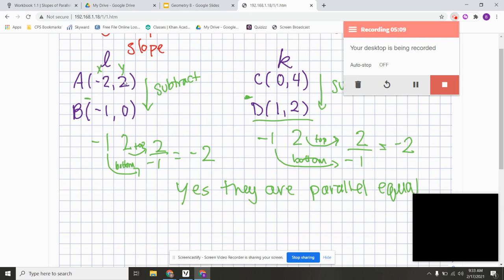So 2 minus 0 is 2. Negative 2 minus negative 1 is negative 1. So 2 goes on top, negative 1 goes on bottom. 2 divided by negative 1 is negative 2.